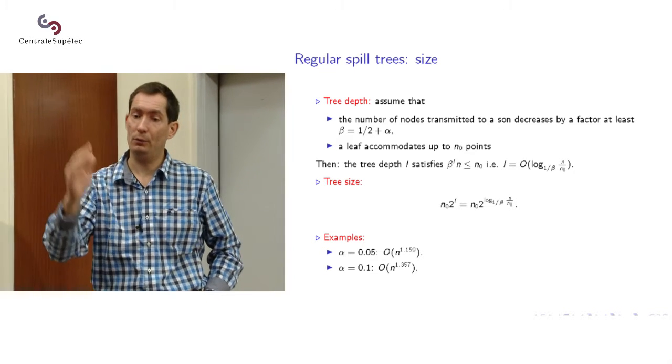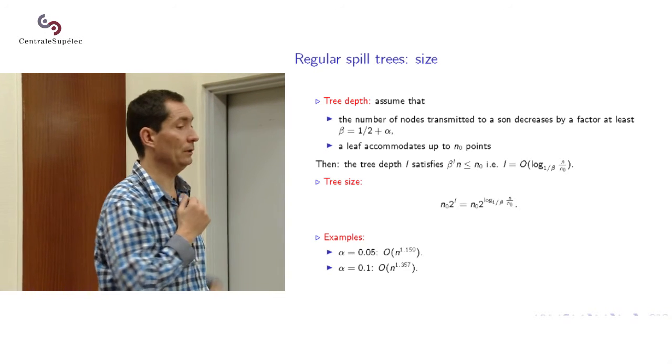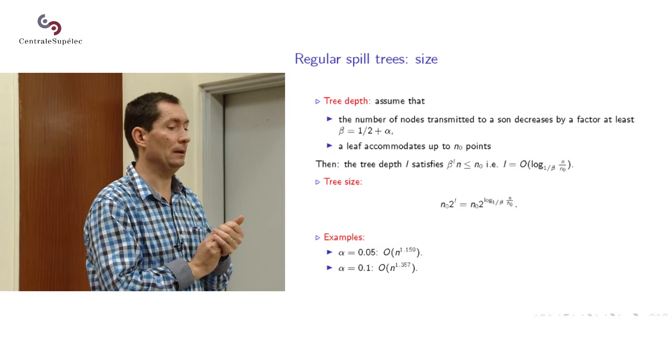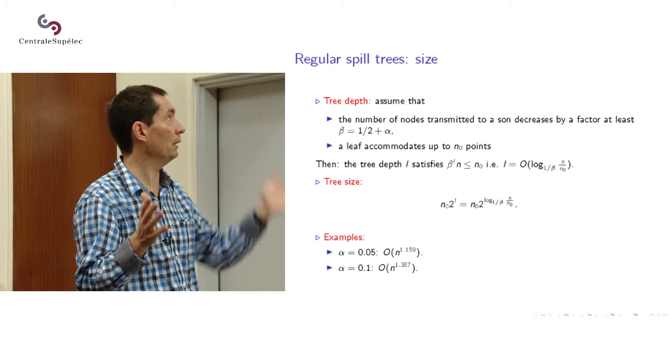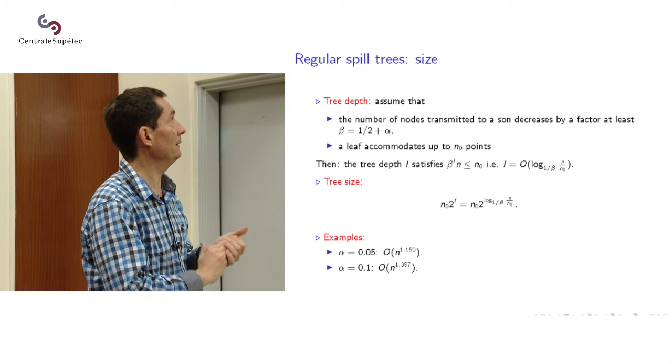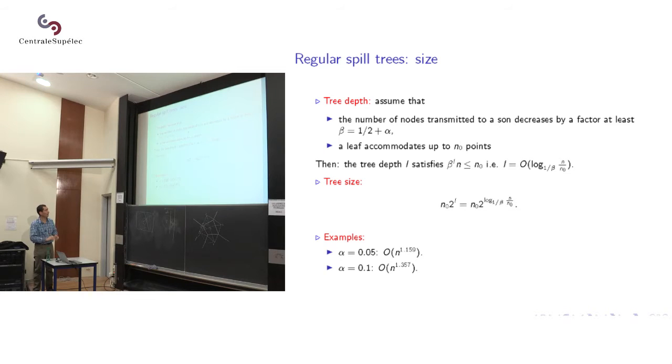So, when we are building regular spill trees, because alpha is bounded away from 0 and from 1, we are transmitting at least beta of the points to one zone, right? And if we assume that we have up to n0 points in a leaf, then this is just a recursion, right?